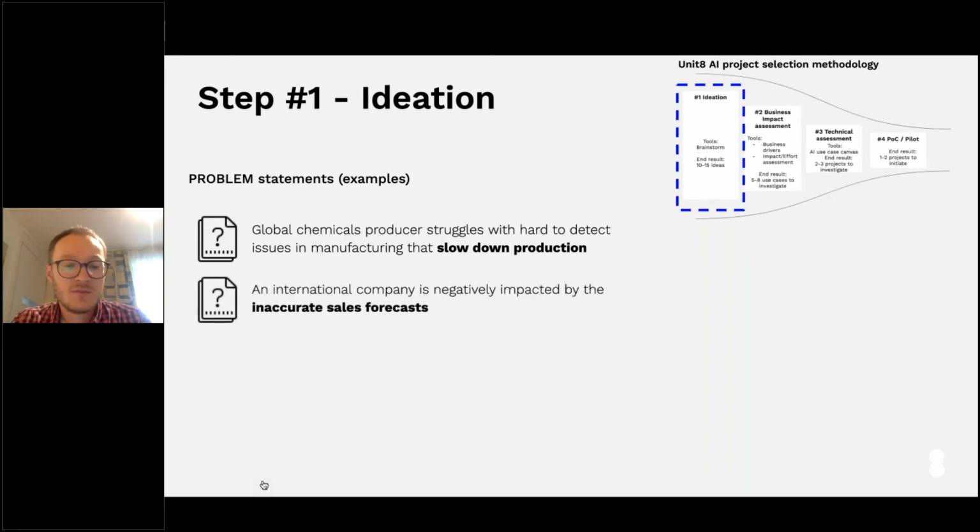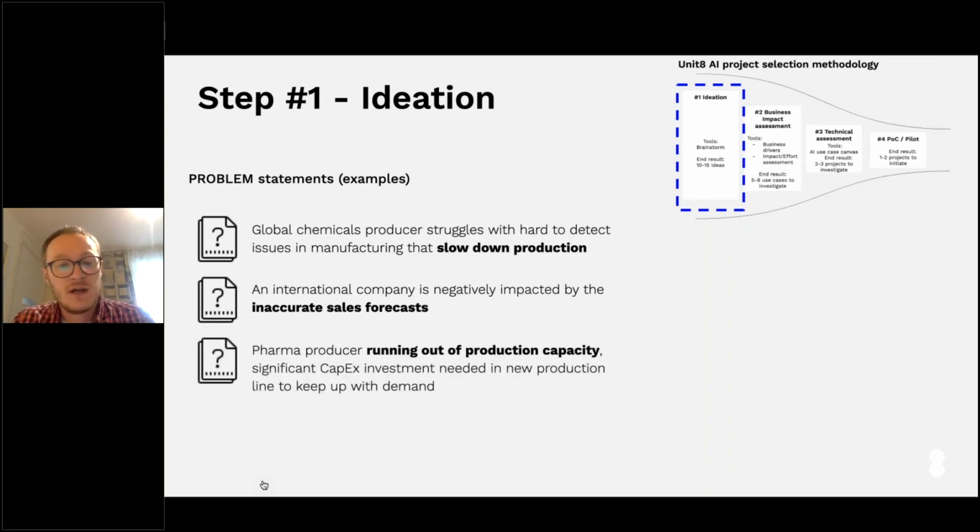Another type of problem statement is that we've been partnering with one of our international customers that had issues with inaccurate sales forecasting. It had been done in a manual way, prone to human errors, and it didn't give them the accuracy that they needed in order to plan their business properly. So you take that type of problem statement, and you see already in here that this task was more about automation as well, and we further developed it through the funnel of the methodology that you see on the right-hand side.